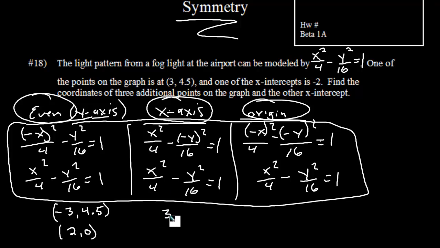For the x-axis, I change the sign of y. So instead of being 4.5, I change it to negative 4.5. This x-intercept, negative 2, 0, if I change the sign of the 0, it's still the same point, negative 2, 0. For the origin, I change the sign of both. So the original was 3, 4.5, so it's negative 3 and negative 4.5. Once again, if I change both signs for the x-intercept, it's going to give me 2, 0, which I already have listed. Find the coordinates of 3 additional points on the graph and the other x-intercept. Well, ladies and gentlemen, we have done that.